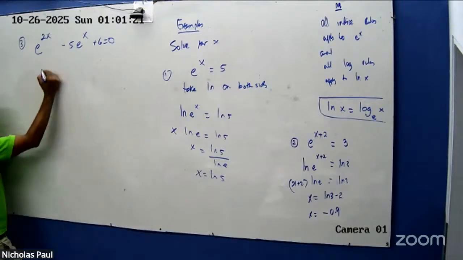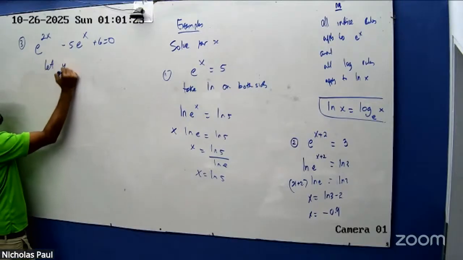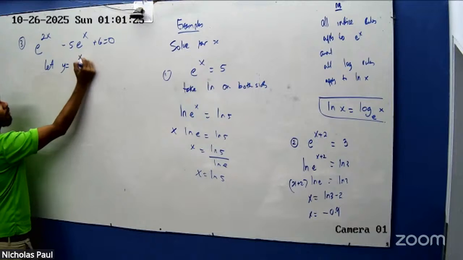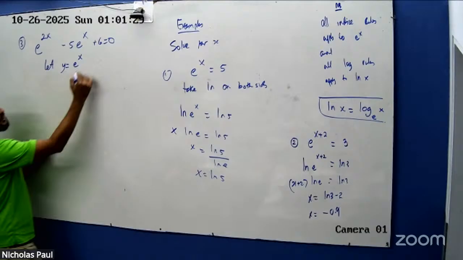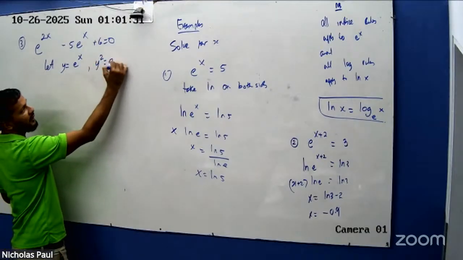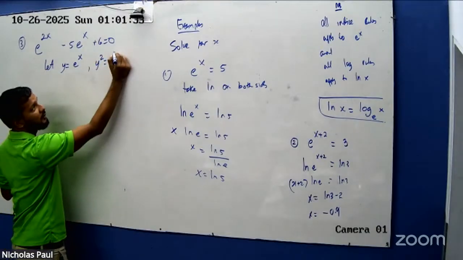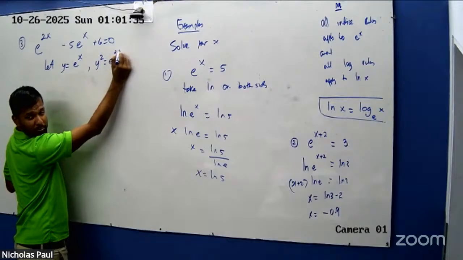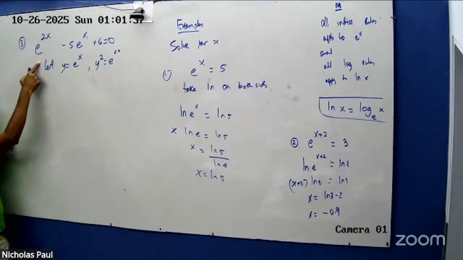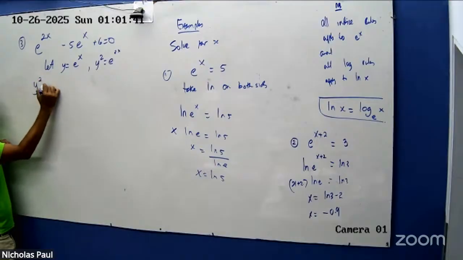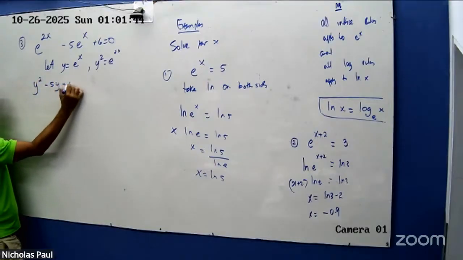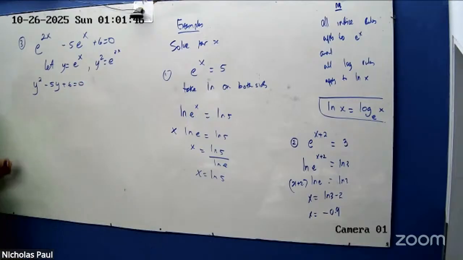Right, so Anaya said to let y equal 2 to the x. And she also said that y squared is what? 2 to the 2x, right? So this equation becomes what? It becomes y squared minus 5y plus 6 is 0. All right, solve it quick.